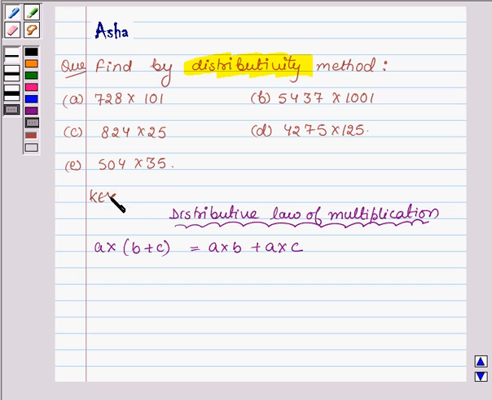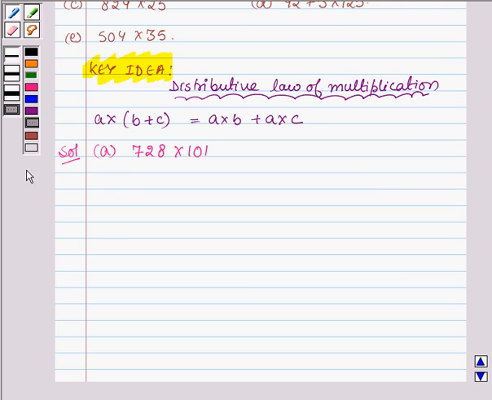So this law is a key idea which will help to find the product with the help of the distributive method. So let us now start with the solution. And the first one is 728 into 101. Now, 101 can be written as 100 plus 1.